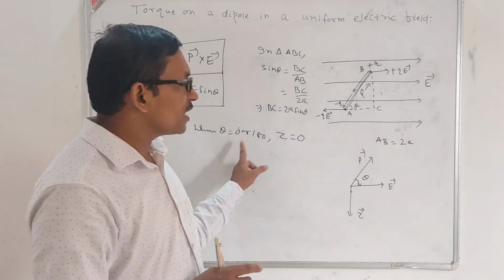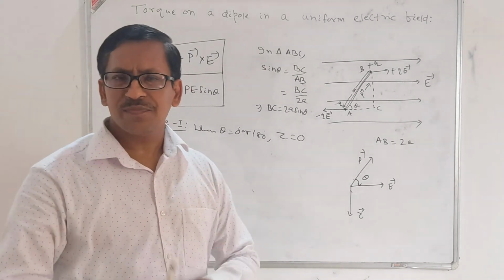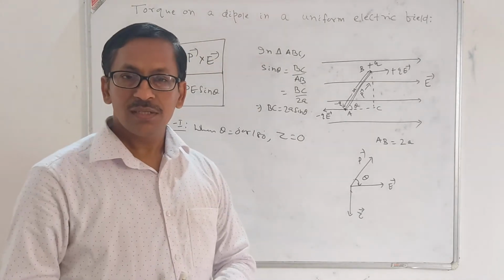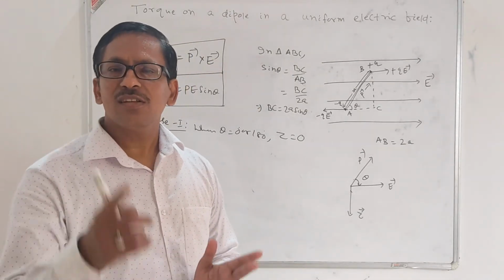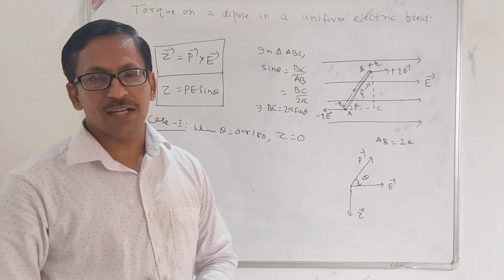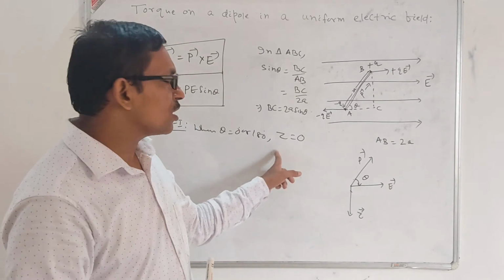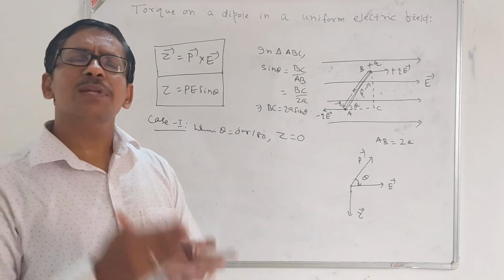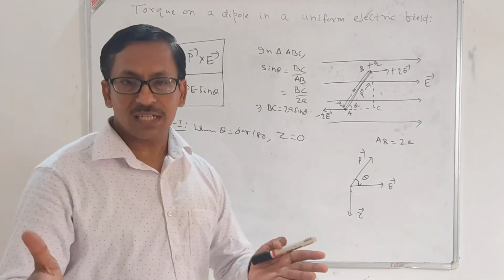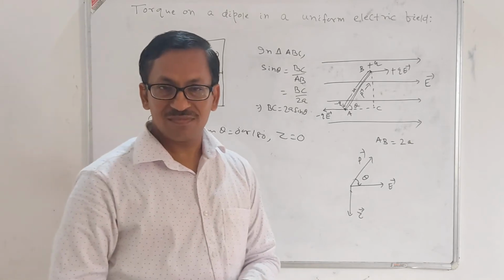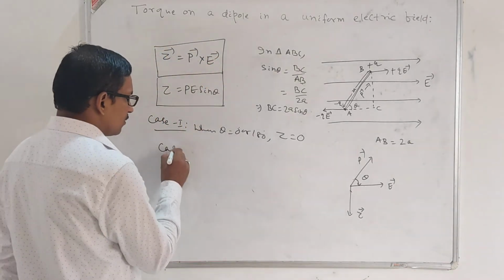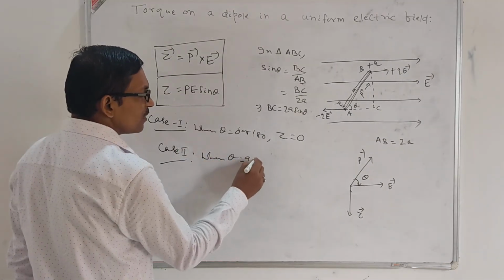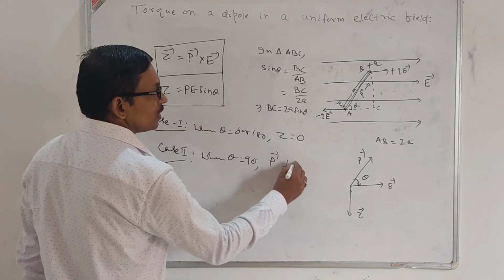So when theta equals 0 degree or 180 degree, theta equal to 0 degree means P is parallel to E. The dipole moment is parallel to the electric field. Or anti-parallel to E means the dipole moment is anti-parallel to the electric field, theta equal to 180 degree. In both the cases, torque is equal to 0. It will not experience any torque. That means when an electric dipole is placed parallel or anti-parallel to the direction of electric field, it will experience no torque.